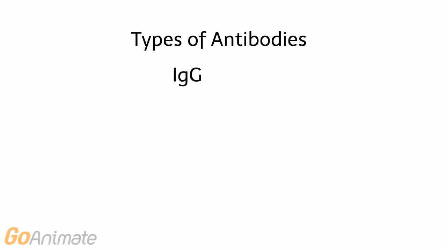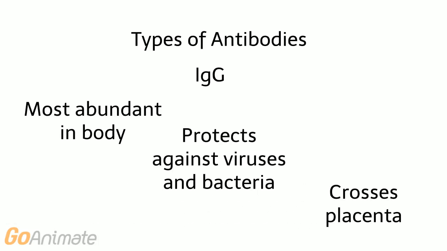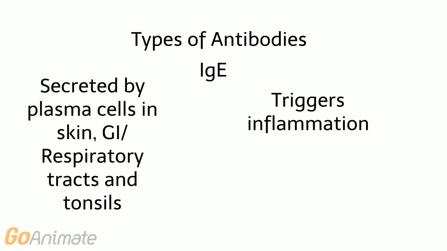There are several types of antibodies or immunoglobulins. IgG antibodies are the most abundant type. They protect against viruses and bacteria and can cross the placenta. IgE antibodies are secreted by plasma cells in skin, GI and respiratory tracts, and tonsils. They trigger inflammation.